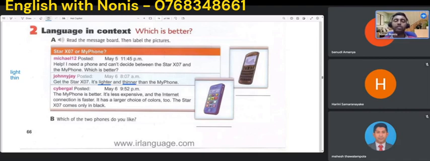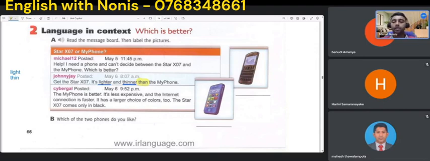Now we are using the comparative form to compare two things. Lighter, that is a comparative form. Thinner is also the comparative form. So this person is saying, get the Star X07, get this phone because it's lighter and thinner than the My Phone. When you are using the comparative form, you need to use the word than. Lighter and thinner than the My Phone. It's a must for you to use than when you are using the comparative form.